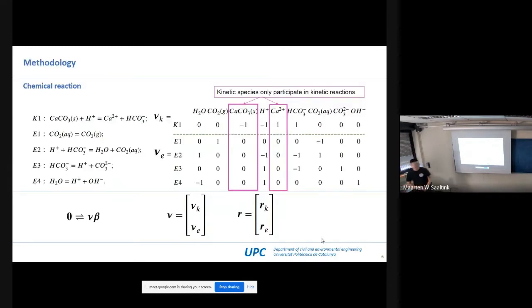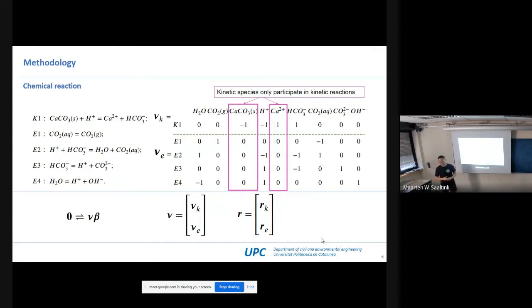So first, in this reaction system, we split the reactions into kinetic reactions and equilibrium reactions. For instance, we have one kinetic reaction. The dissolution of calcite is kinetic, and the rest of the reactions are equilibrium.